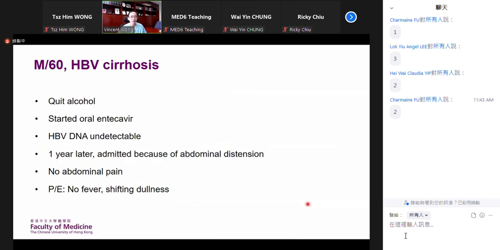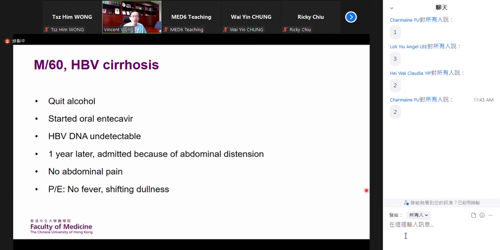Okay, this would be the final case we discussed today. The same patient, a 60-year-old patient who drank alcohol and also had hepatitis B-related cirrhosis. We asked him to quit alcohol and started him on entecavir. The HBV DNA became undetectable. But 1 year later, he was admitted to the hospital because of abdominal distension.